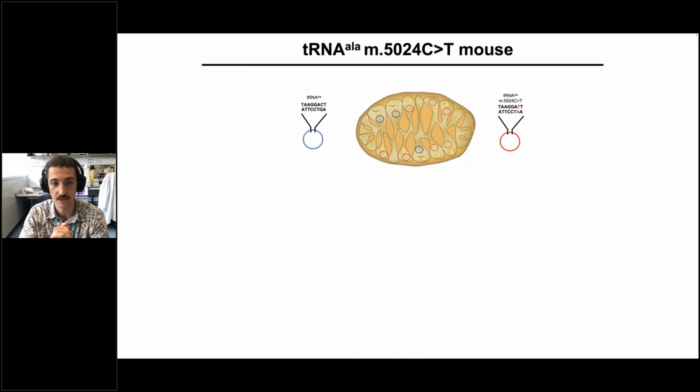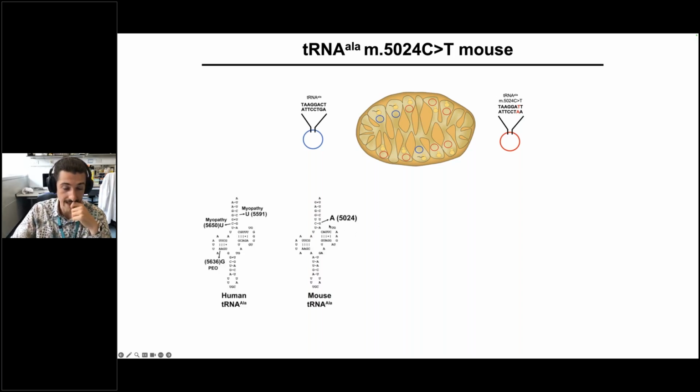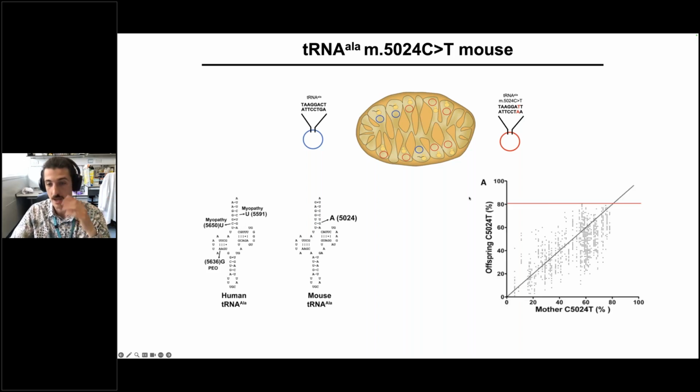To answer this question, we employed a mouse line that carries a heteroplasmic mitochondrial DNA mutation that is inherited. This mutation is in a tRNA, like we see in common human diseases. And specifically, this mutation is in the same position as a human mutation that causes myopathy. This plot is very important because I'll be using it later, and it's the raw data to look at inheritance of mutation.